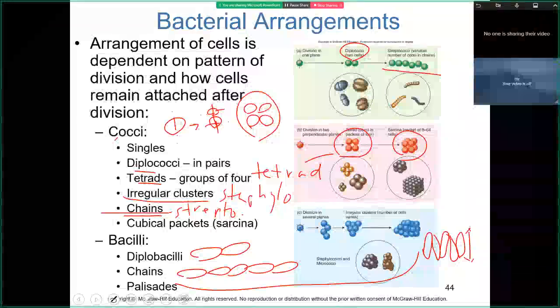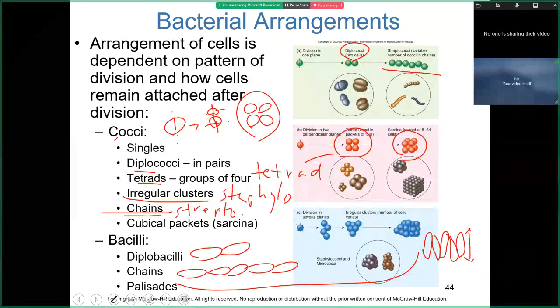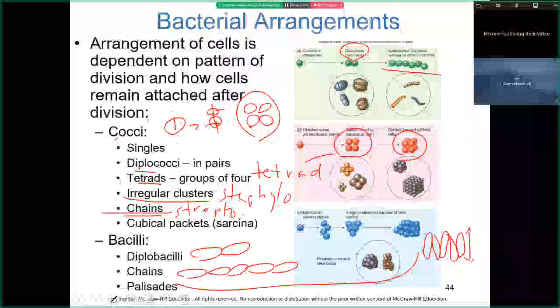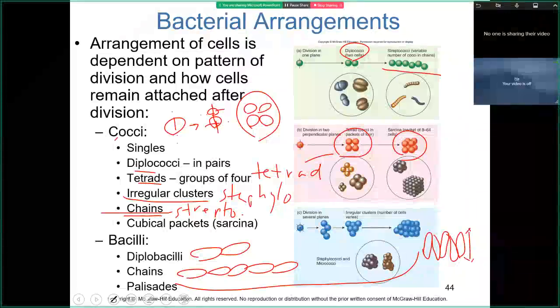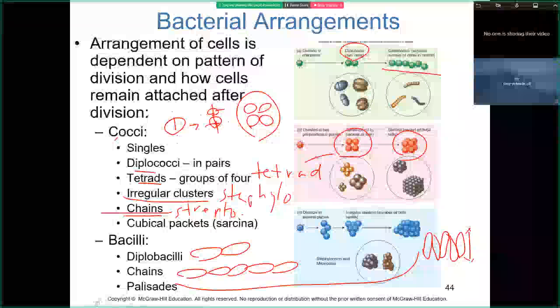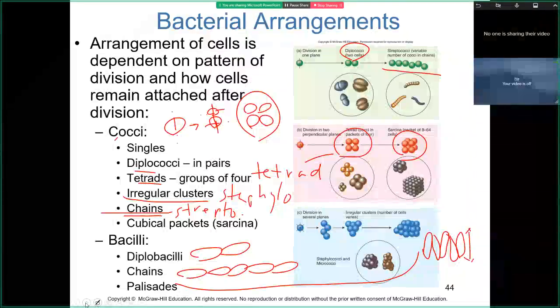All right, so morphologies and arrangements. Those are what we look at when we're inspecting bacteria after we've stained them with an appropriate technique. When we look at them with the microscope, that's one of the things we want to determine, the morphology and the arrangement. Very helpful in identification.